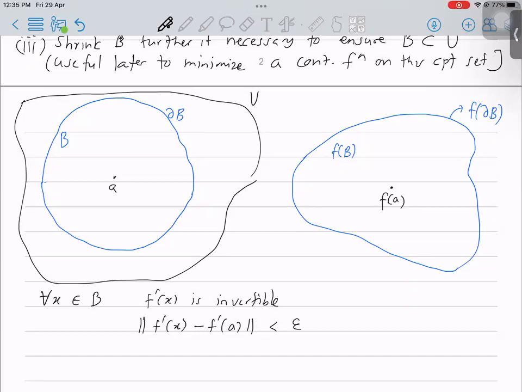Is it possible that f of A will also lie on f of the boundary of B? And it can very well happen for arbitrary functions. If the function were constant, for example, or if the function were not injective, then it might be that f of A and f of something on the boundary of B may be the same point. But injectivity will ensure that that cannot happen. So let's prove injectivity. Right?